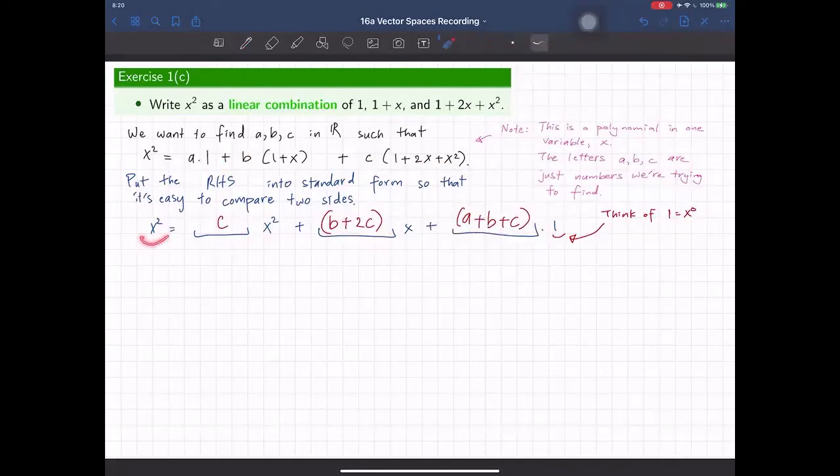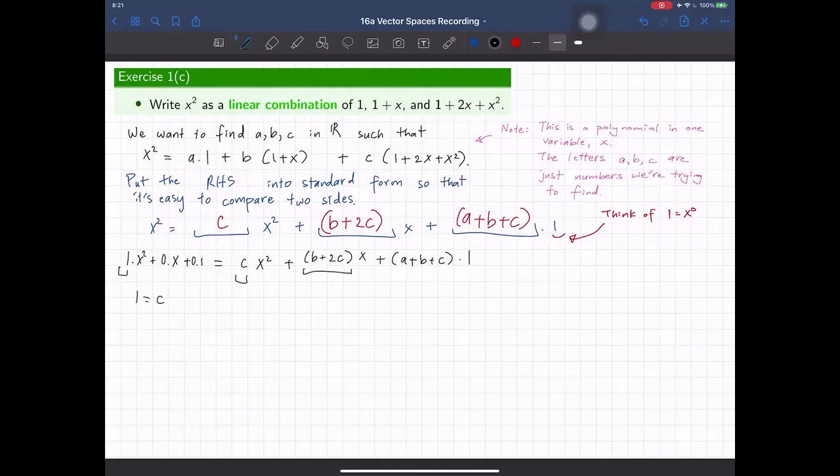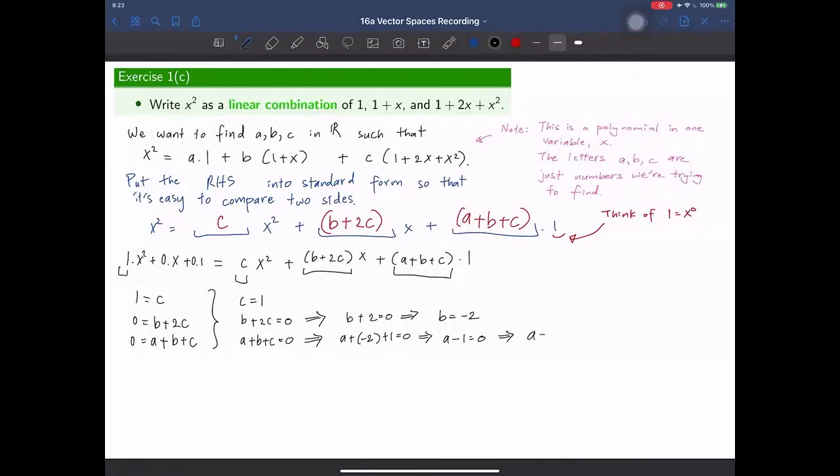The only way that the left-hand side and right-hand side are equal is if all coefficients match. So let's match up the coefficients. This tells us that 1 and c are equal, and b plus 2c is 0, and a plus b plus c is also 0. And look, we get a system of linear equations. We know how to solve this. c is equal to 1, b is equal to -2, and a is equal to 1. So x squared is a linear combination of the three polynomials. So we will write it as such.